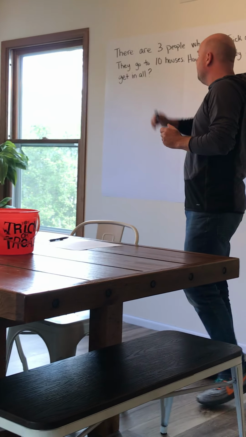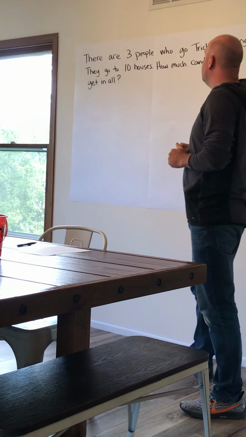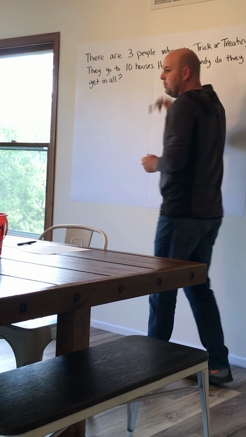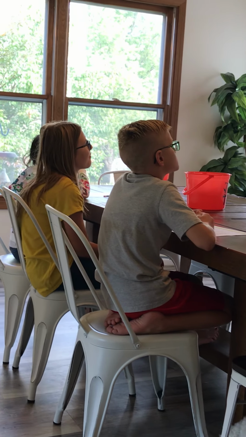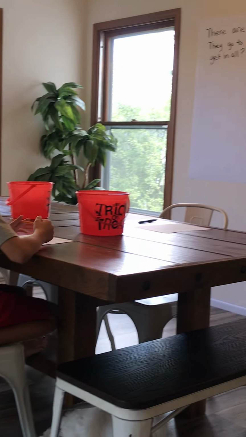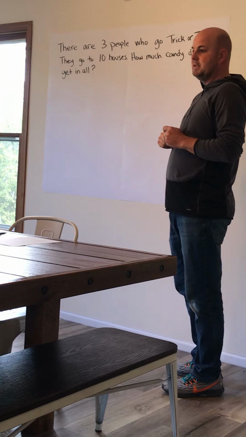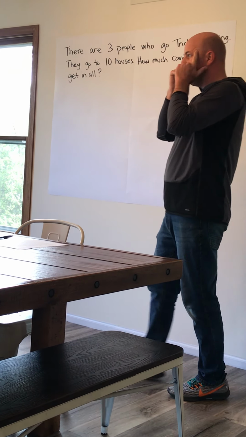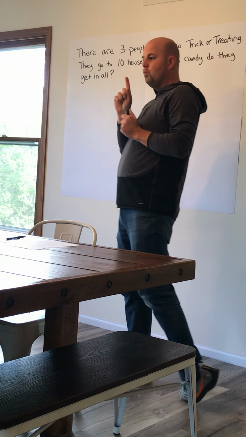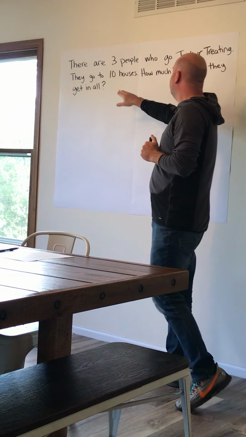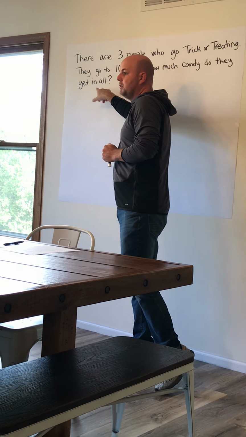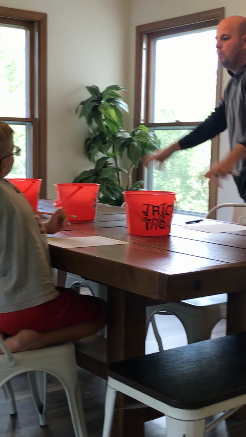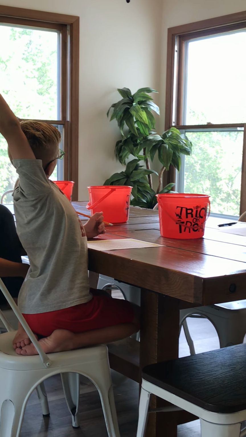All right, and let's look at our word problem here. It says this. There are 3 people. Oh, here's our 3 people who go trick-or-treating. They go to 10 houses. All right, and let's keep in mind here, every house is just giving us 1 piece of candy. They go to 10 houses. How much candy do they get in all? So not just you, but all 3 of you, how much do we get in all?